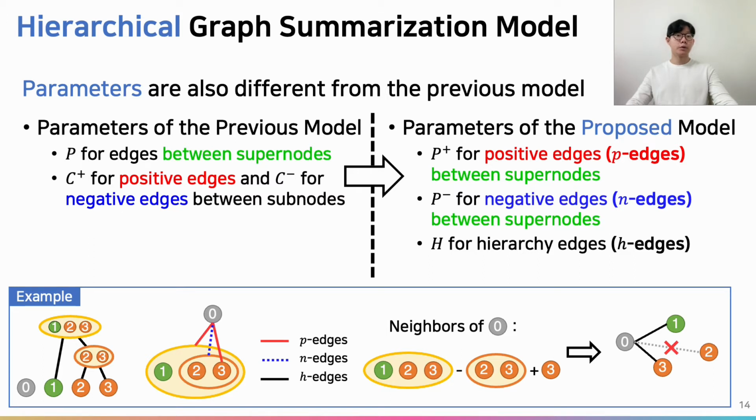Let's say we're retrieving the neighbors of subnode 0 in the input graph. Only P edges exist between subnodes 0 and 1. Thus, 1 is a neighbor of 0. However, one P edge and one N edge exist between 0 and 2. Thus, 2 is not a neighbor of 0. Finally, 2 P edges and 1 N edge exist between 0 and 3. Thus, 3 is a neighbor of 0.